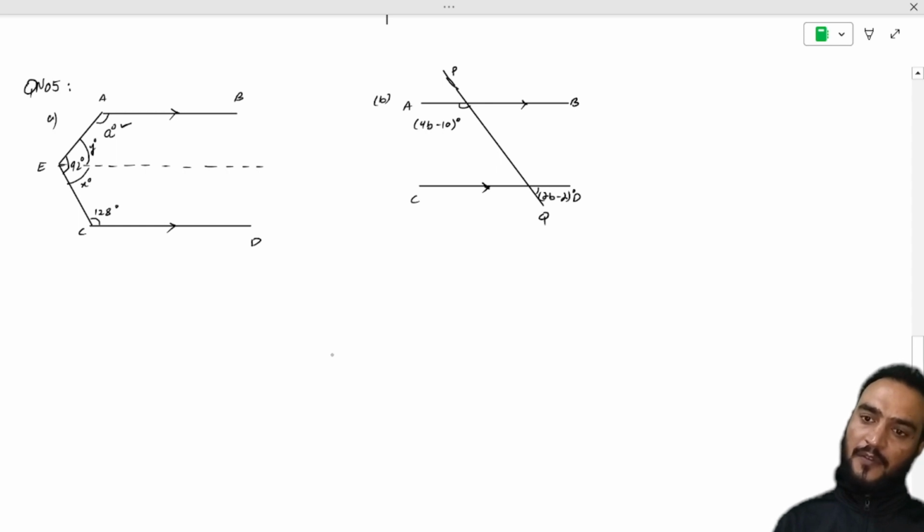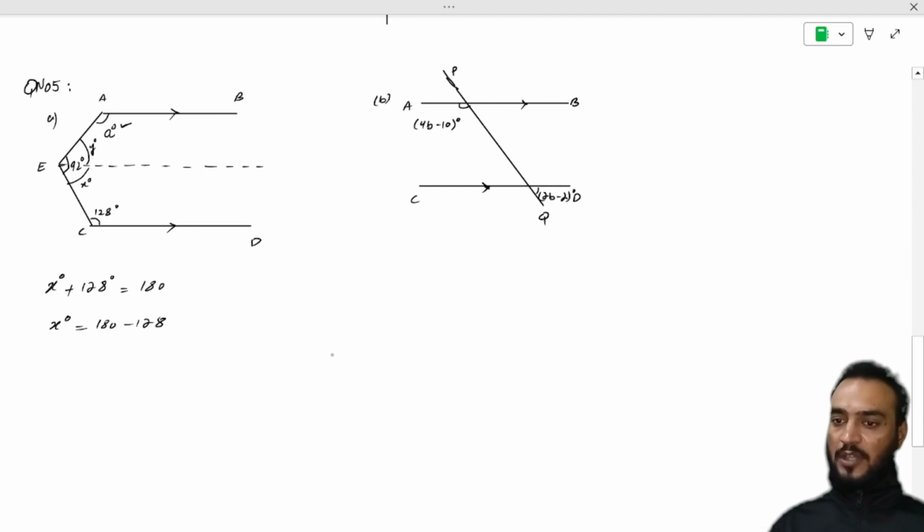So the sum of x degree and 128 degree, x degree plus 128 degree, is equal to 180 degree. We will subtract the angle 128 degree from 180 degree. So x degree is equal to 180 minus 128. So the answer of 180 minus 128 becomes 52 degrees.